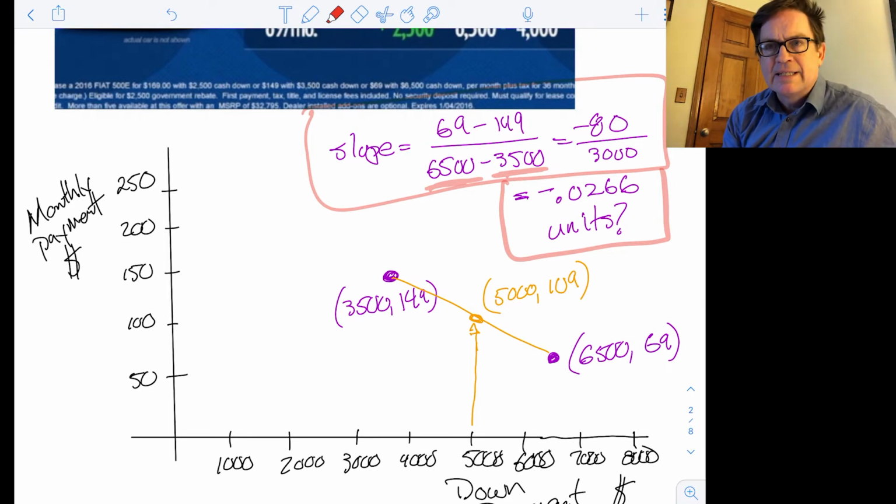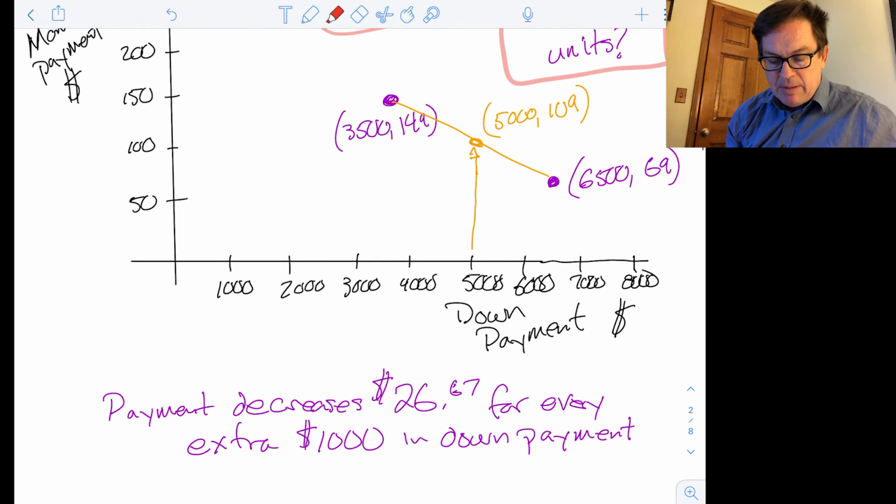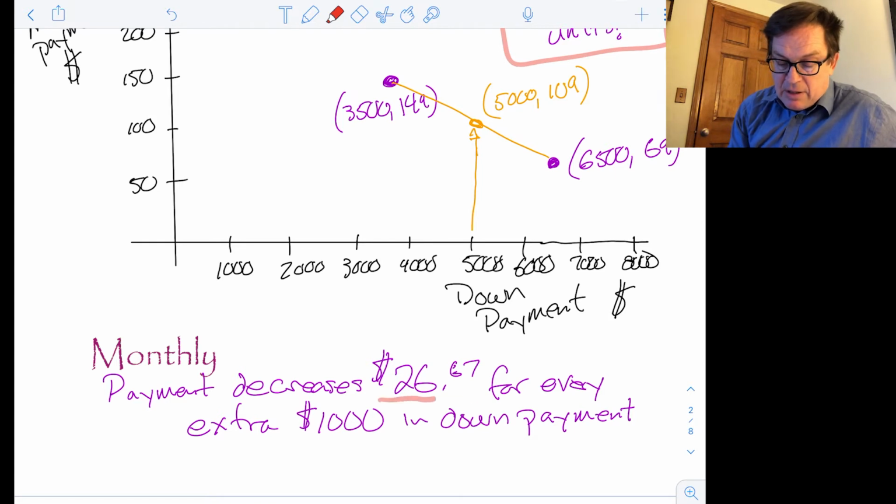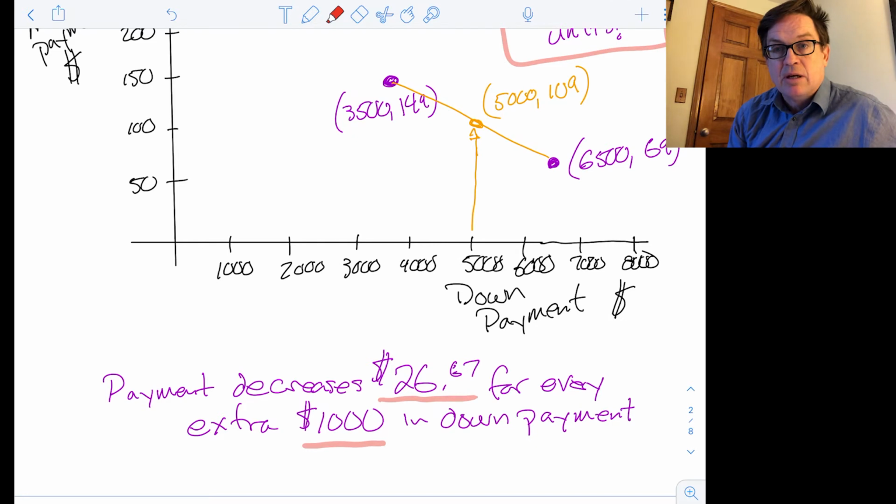Negative 0.0266 what? Per what? Slopes are always something per something else. They're always a ratio like that. So that's $0.0266 in monthly payment per dollar in down payment, which is kind of awkward to say. One thing we'll talk about in class is how to say this in a more practical way. Your payment decreases $26.67 per $1,000 in down payment.